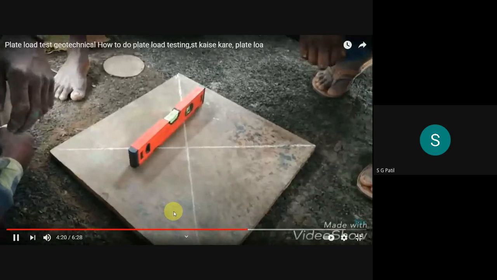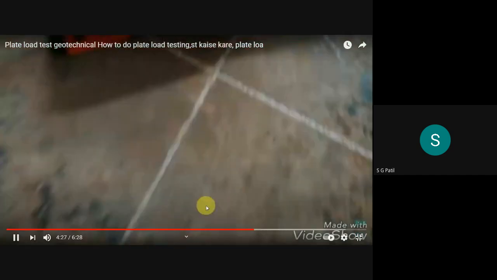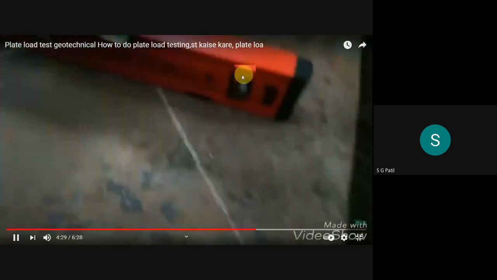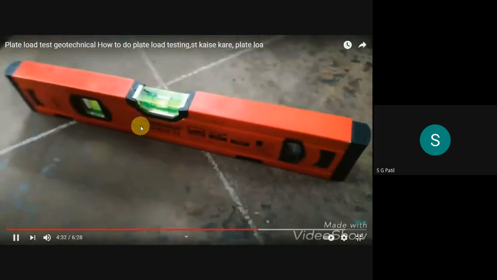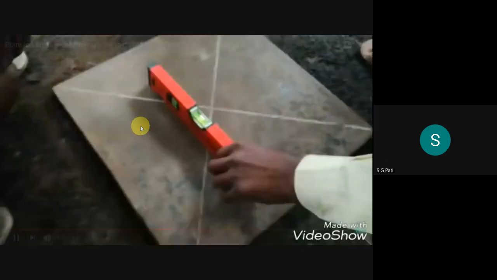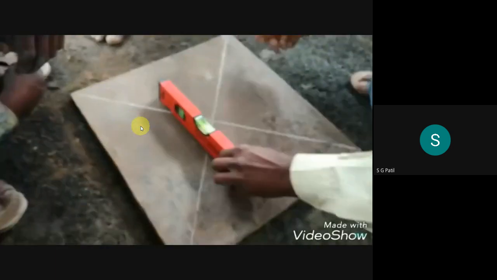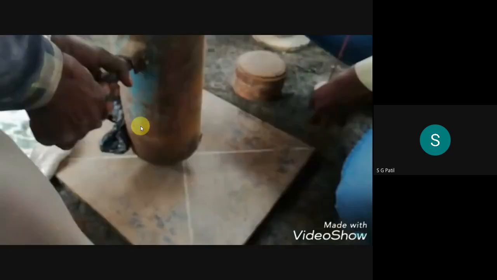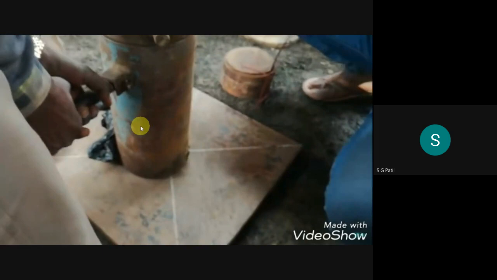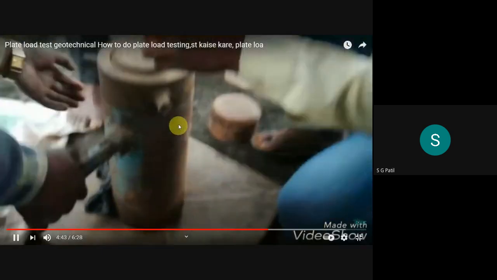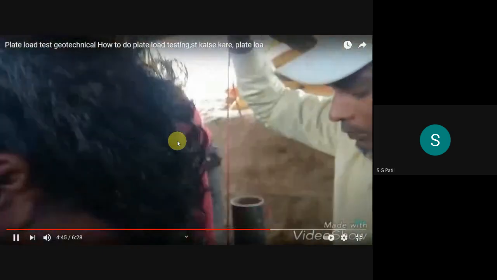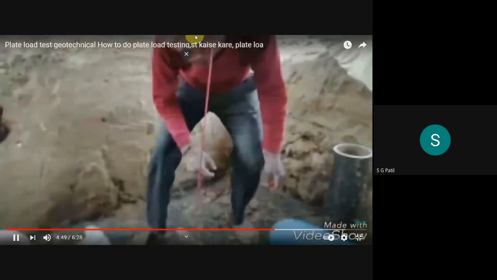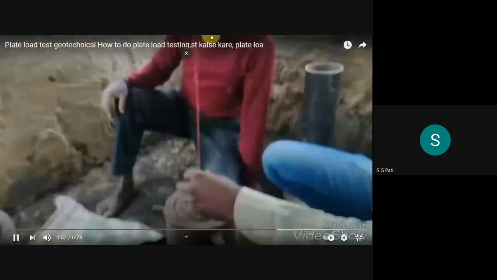Now they are checking the level. On all the four sides they will check the level. Okay, so this is the jack. Now they are checking the alignment of that jack also, it should also coincide with the center of gravity of your loading frame.